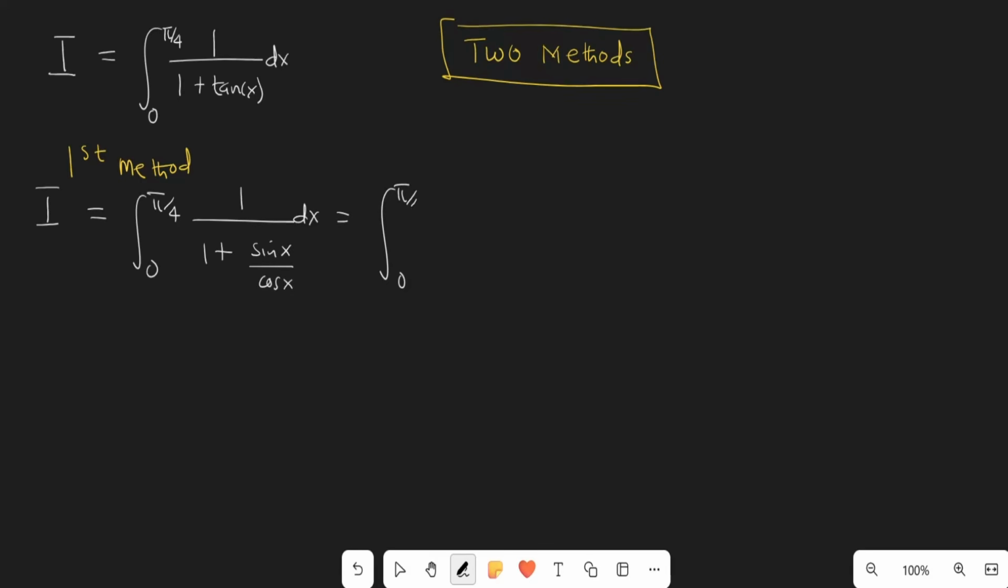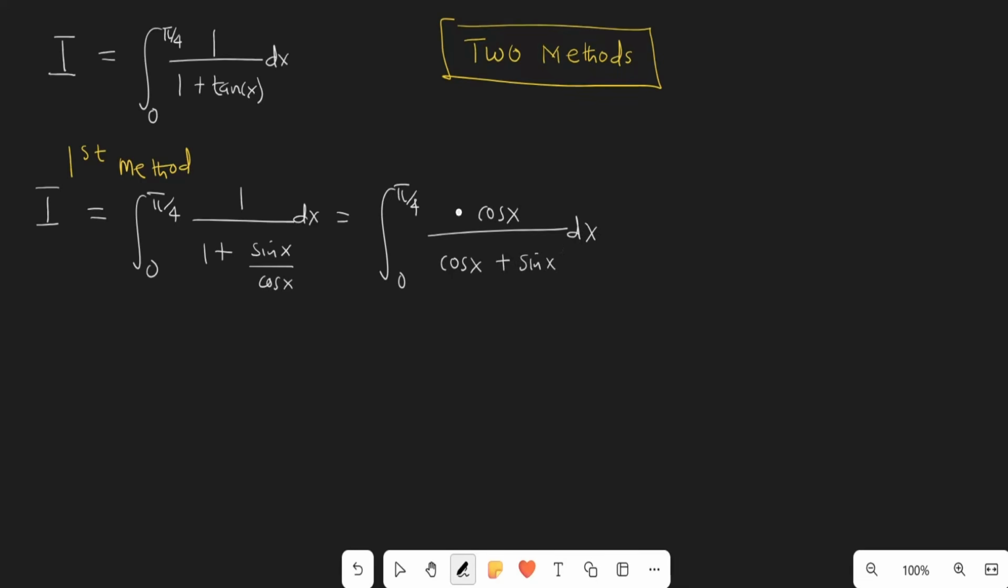So the integral from 0 to pi over 4 of, multiply the top by the cosine of x, we have the cosine of x, divided by the bottom times cosine of x, which is going to be the cosine of x plus the sine of x. Just multiplying top and bottom by the cosine of x.